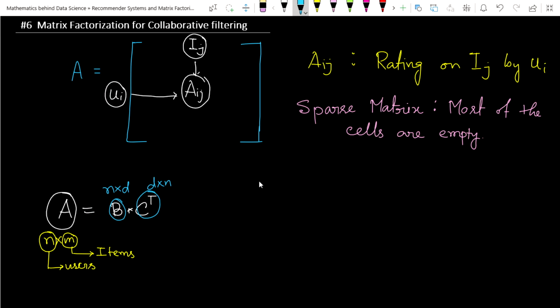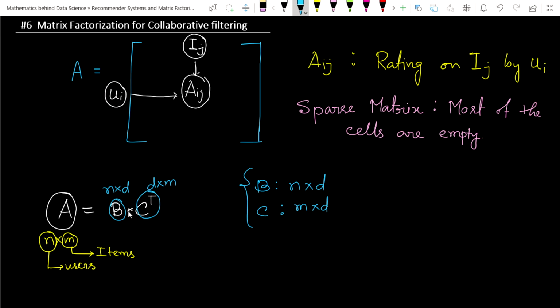So B is N cross D. And C, sorry for that, I made a mistake: its transpose is D cross M, so the dimension of C will be M cross D. You can treat these things this way.